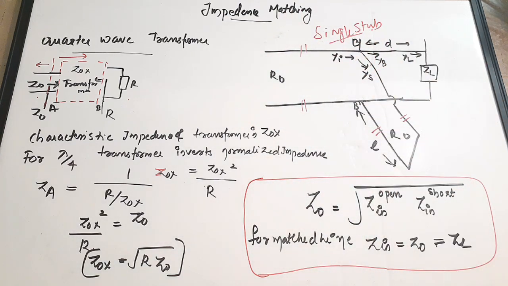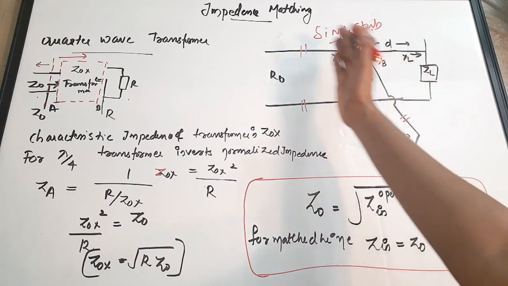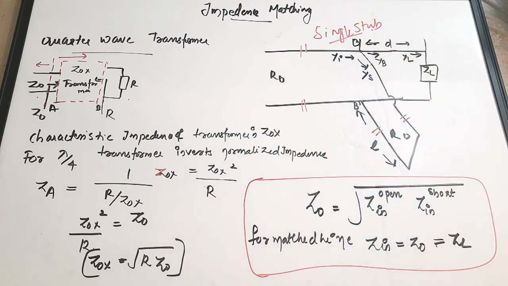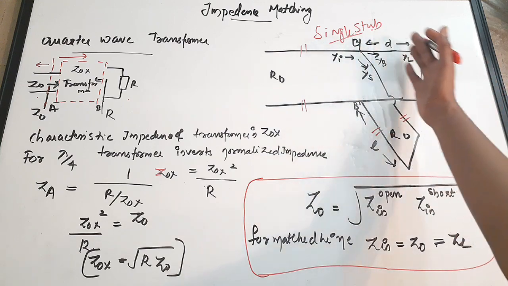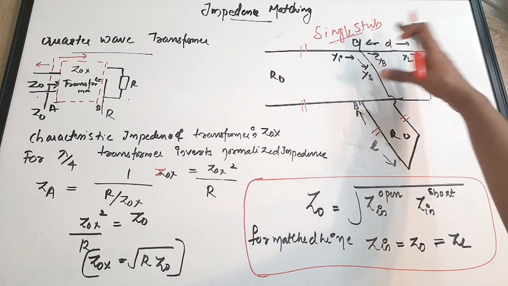Now a stub of appropriate length is placed at some distance from the load such that the impedance seen beyond the stub is equal to the characteristic impedance. That is, the impedance seen after this portion should be equal to the characteristic impedance of the line. That is the function of placing this stub. That is our function of impedance matching, right? So when this is impedance matched, there won't be any reflections after the portion where you have placed the stub.